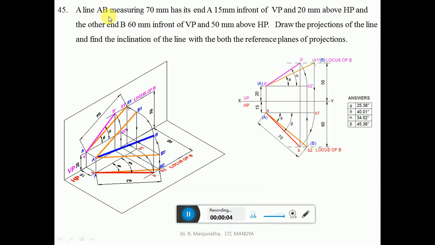Now, a line AB measuring 70 mm has its end A 15 mm in front of VP and 20 mm above HP, and the other end B 60 mm in front of VP and 50 mm above HP. Draw the projections of the line and find the inclination of the line with both the reference planes of projections.